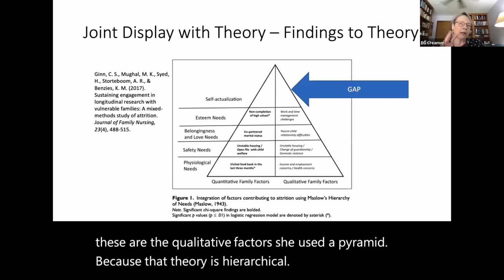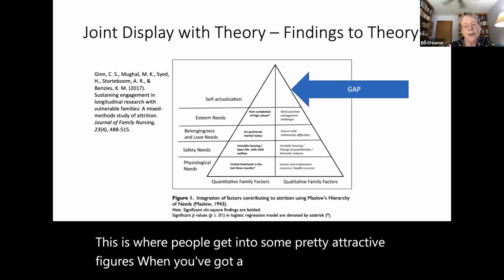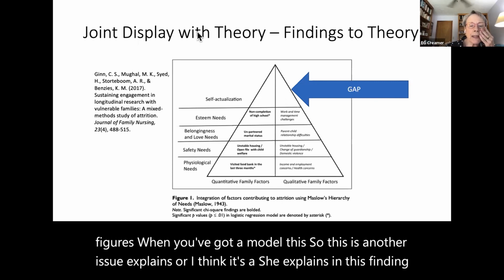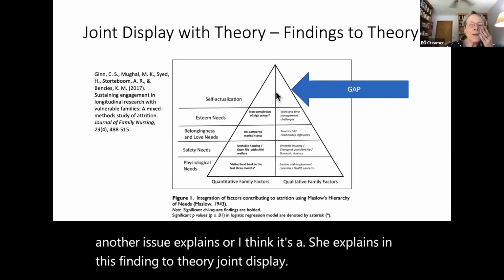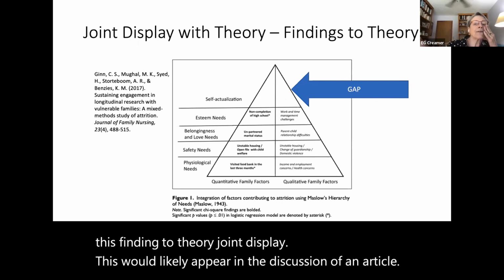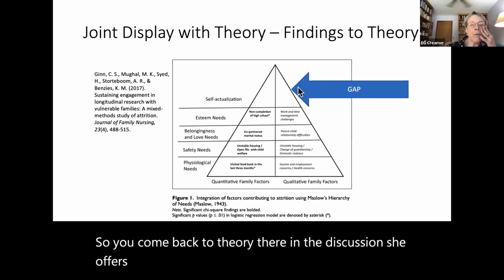This is where people get into some pretty attractive figures when you've got a model like this. So this is another, she explains, or I think it's a she, explains in this findings to theory joint display. This would likely appear in the discussion of an article. So you come back to theory there in the discussion. She offers an explanation for why this is absent of her group.